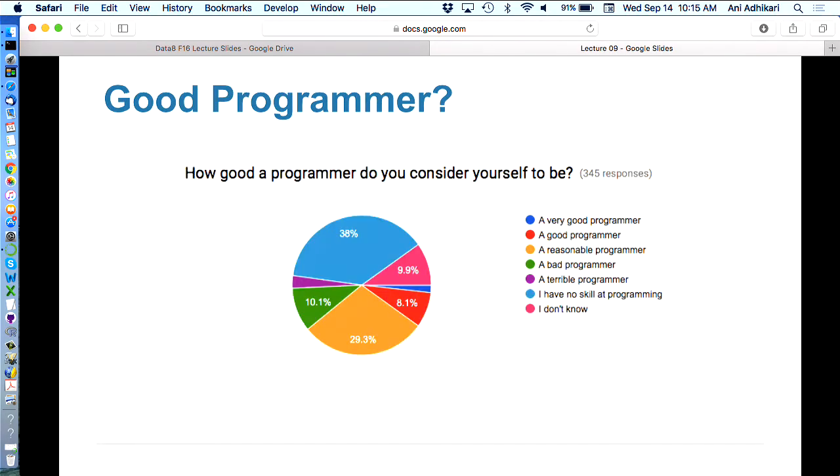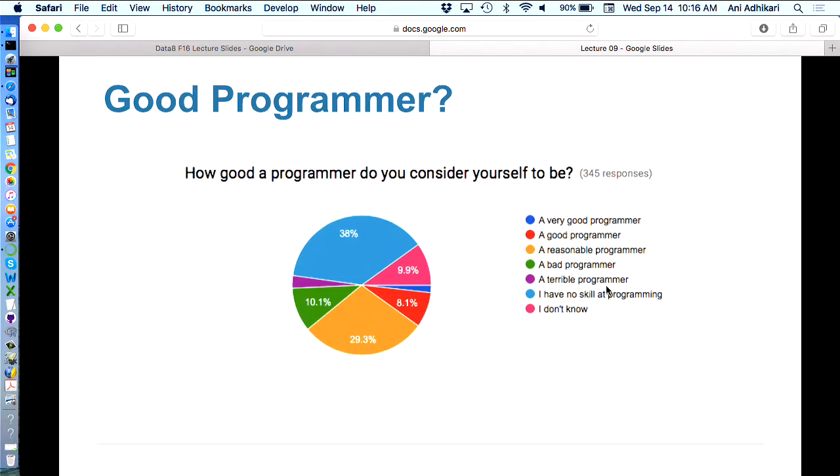Okay, so what I'd like you to do is take a look at this top half. This pale blue is this pale blue here. I have no skill at programming. This green is a bad programmer. And this purple is a terrible programmer. Fully half the class considers that they have either no skill, or that they are bad, or that they're terrible. So it is not the case that everybody else around you knows exactly what they're doing.